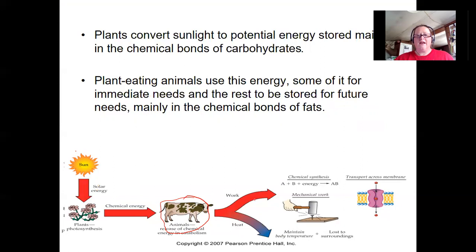We can use that energy to do mechanical work. It can be used to build molecules in our body, and it can be used to break down molecules in our body. So the energy uses in our body is quite varied, but everything ultimately comes from the sun.